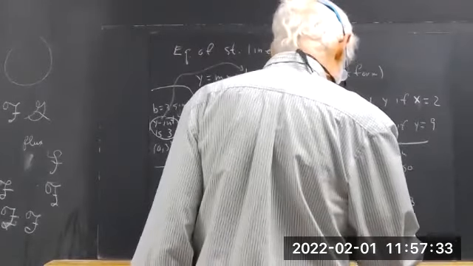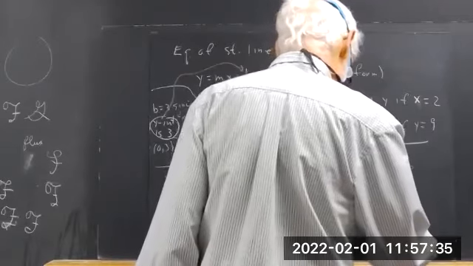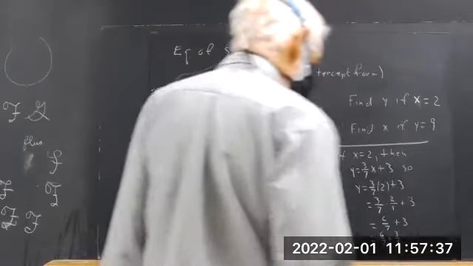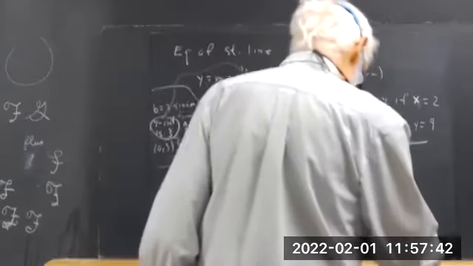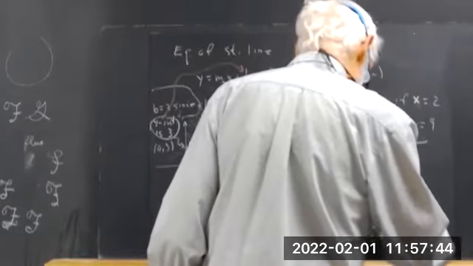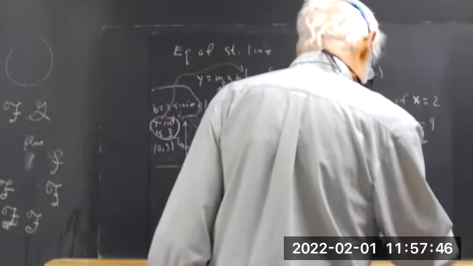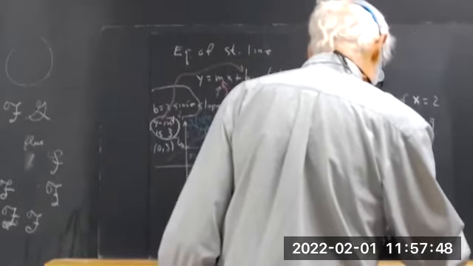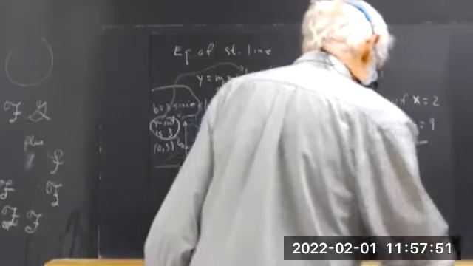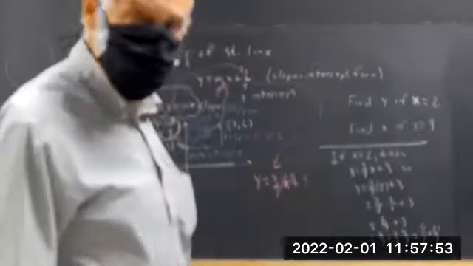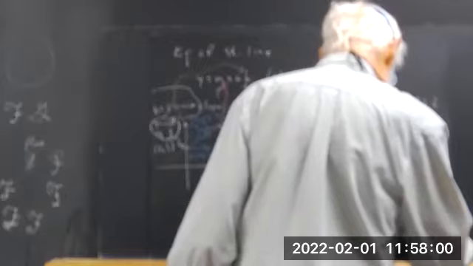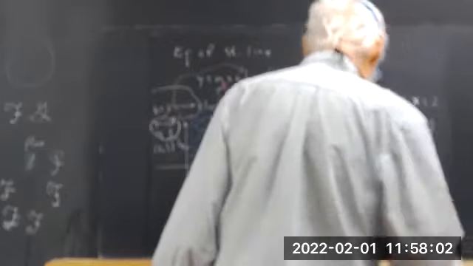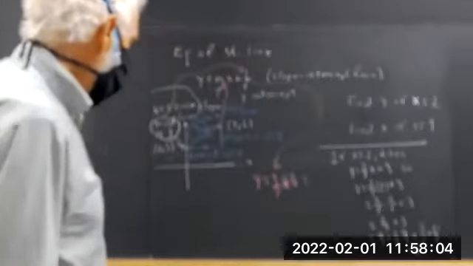And that's 6/7 plus 3/1. Of course, you have to have a common denominator here, so you've got to multiply by 7/7. So 6/7 plus 21/7 is 27/7. That's a little bit less than 4.